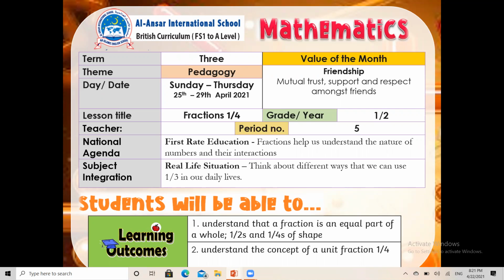Today's lesson title is fractions and we're going to learn about quarters. By the end of today's lesson, you will understand that a fraction is equal parts of a whole, halves and fourths of a shape. And also you're going to understand the concept of a unit fraction, quarter.